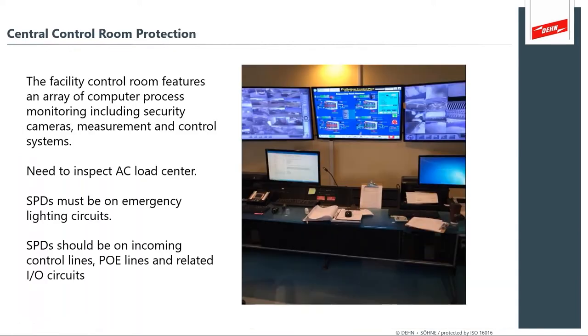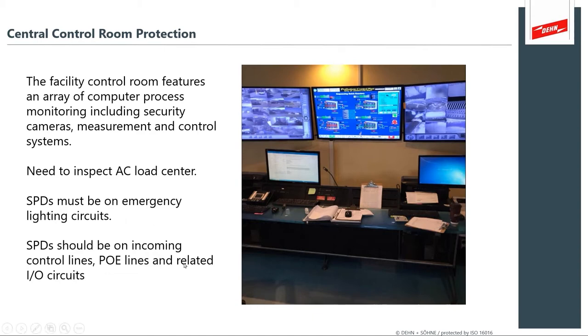So central control room protection, this is a really great place to evaluate on a daily basis. You need to look through your facility. You need to analyze, are the computer systems properly protected with AC power and data protection centers? Not only that, you need to pay attention to things like emergency lighting, because this is mandated by National Electric Code and the safety standards that your emergency lighting circuits in these facilities have SPDs applied.